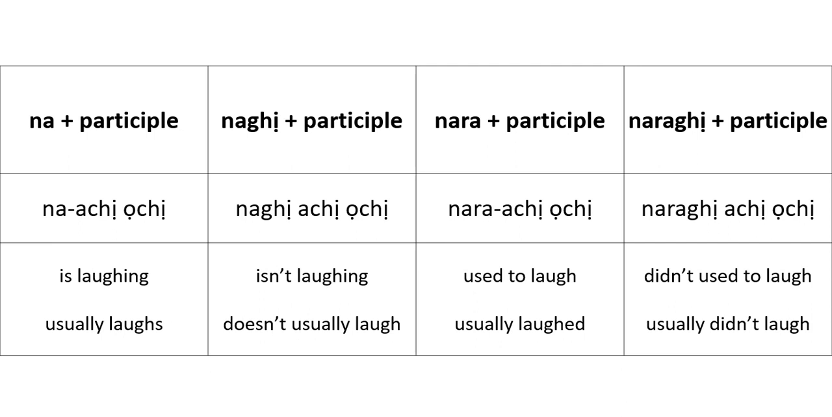Na-achị ọchị is laughing, usually laughs. Naghị achị ọchị isn't laughing, doesn't usually laugh. Nara achị ọchị used to laugh, usually laughed. Naraghị achị ọchị, didn't used to laugh, usually didn't laugh. Na-achị ọchị, naghị achị ọchị, nara achị ọchị, naraghị achị ọchị.